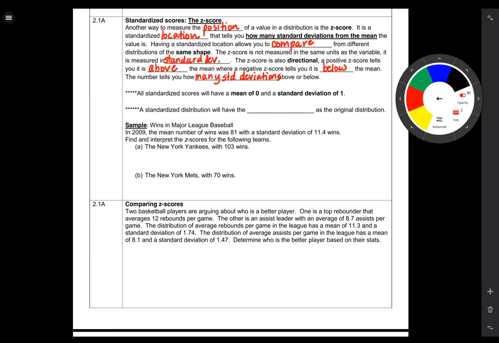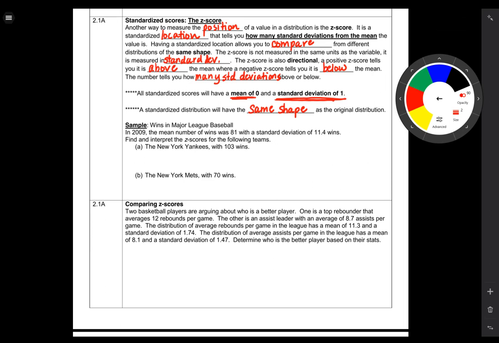Note that all standardized scores will have a mean of 0 and a standard deviation of 1. A standardized distribution will have the same shape as the original distribution. So before you standardize a distribution, if the distribution is right skewed, it will remain right skewed. If it's symmetrical, it will remain symmetrical.